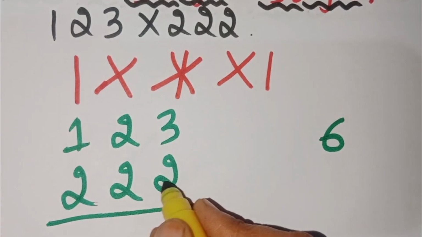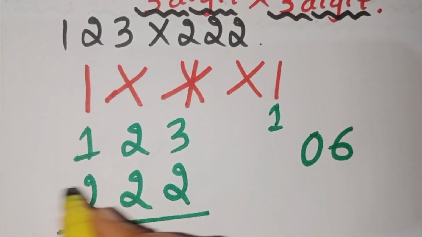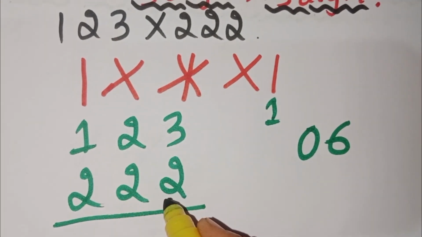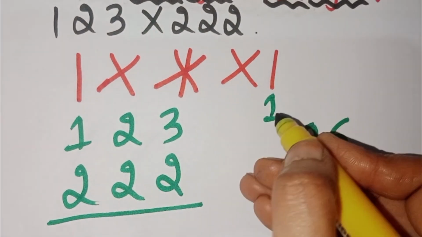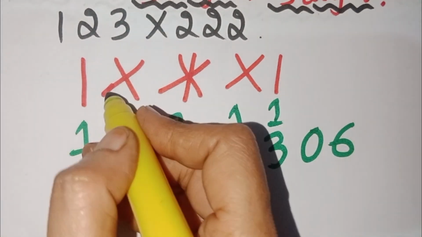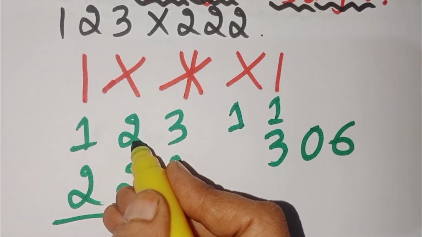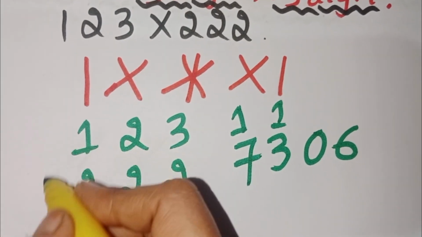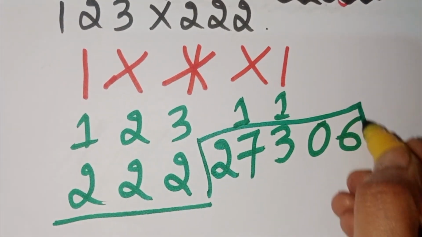3 2s are 6. 4 plus 6, 10. 0 here. Carry 1. Now 2 1s are 2. 2 3s are 6. 6 plus 2, 8. 2 2s are 4. 8 plus 4, 12. 12 plus 1, 13. 3 here. Carry 1. Cross multiply. 2 1s are 2. 2 2s are 4. 2 plus 4, 6. 6 plus 1, 7. Multiply vertically. 2 1s are 2. This is the answer.